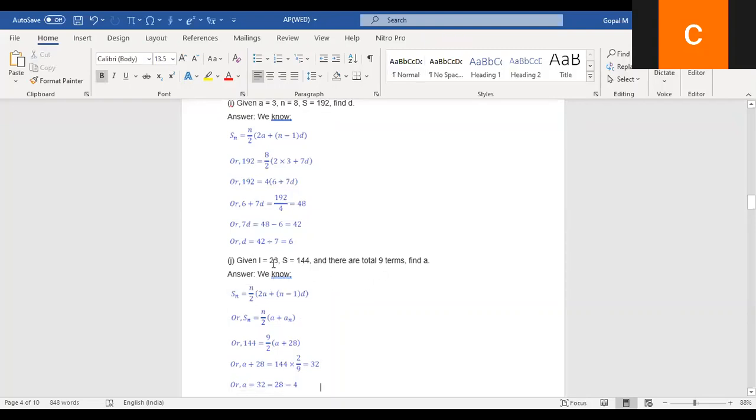Next, the 10th sum. The last term they gave, L is equal to 28, means An is equal to 28. Sn value 144. They're asking us to find A, given there are a total of 9 terms. So the Sn value they gave is 144 and the sum of 9 terms. N by 2 into (A plus L), meaning An value, that is 28.